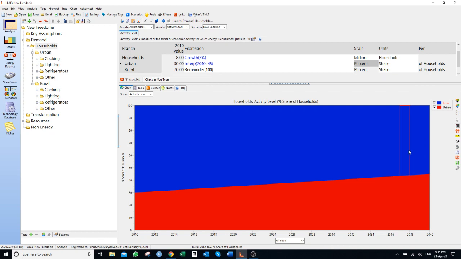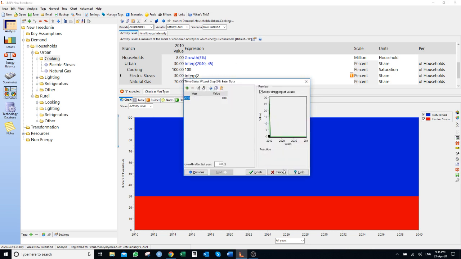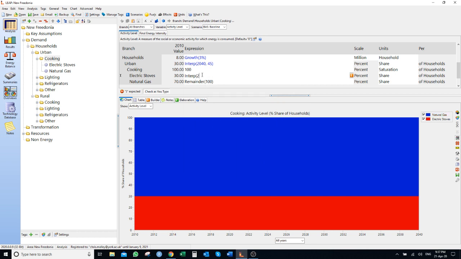Let's look at the other aspects of our baseline scenario. In urban areas, it says increased preference for electric stoves results in a 55% market share by 2040. So let's look at cooking now. Electric stoves, 55% will be electric by 2040. So again, that's the same interp function. By 2040, it will be 55%.